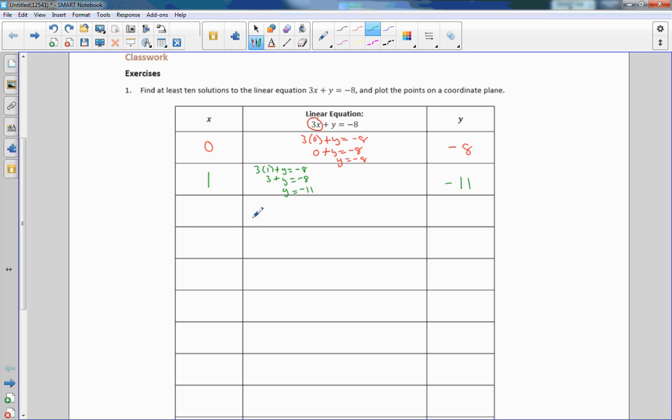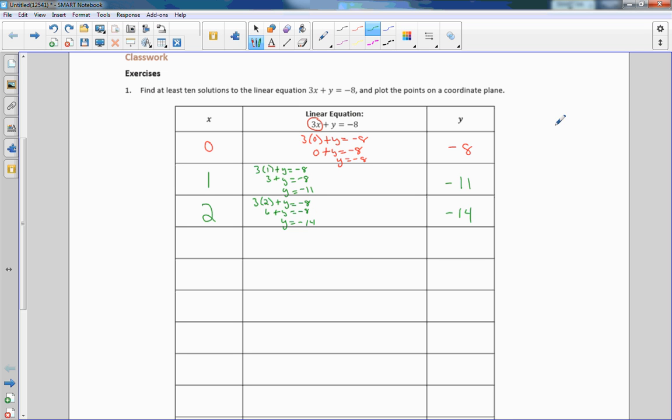Okay, so now I'm going to do one more above 0. I'm going to plug in 2. And now that's going to be 3 times x, which is 2. 3 times 2 plus y equals negative 8. 6 plus y equals negative 8. And when I subtract 6 from both sides, negative 8 minus 6 is negative 14. So now I have negative 14.